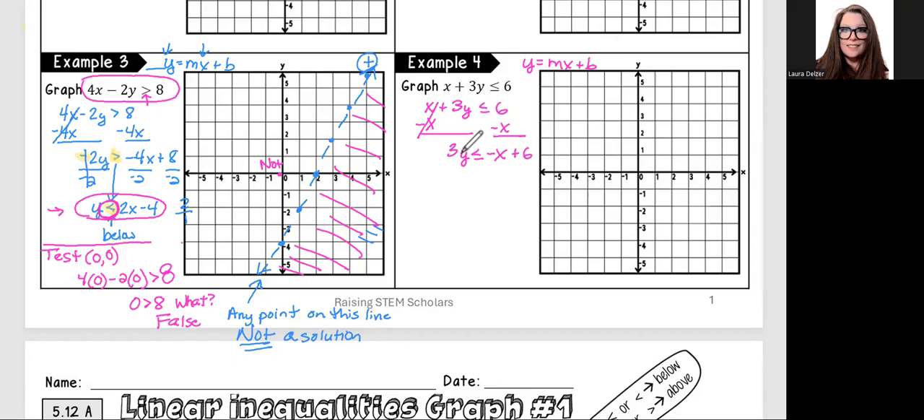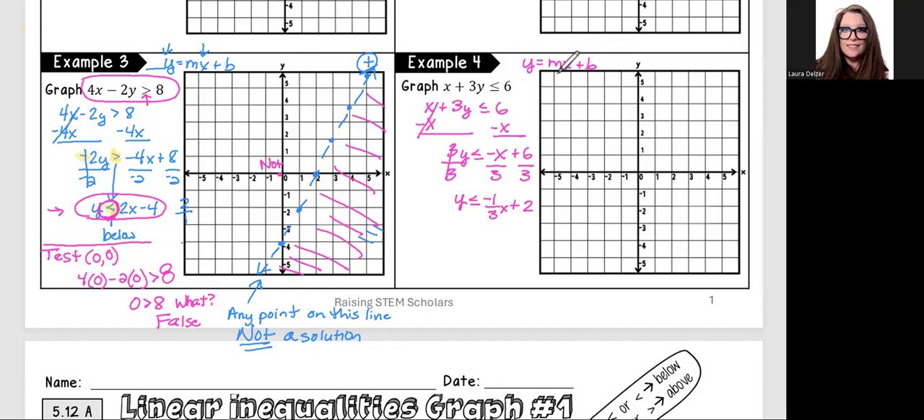I cannot have a 3 in front of my y. It has to be a 1. So I'm going to divide by 3. And I've got 3 terms here, so I've got to divide by 3 on all of them. This cancels. My y is less than or equal to negative x divided by 3, which is going to give us this fraction, negative 1/3 x, plus 6 divided by 3 is 2. Now I've got something I can graph.